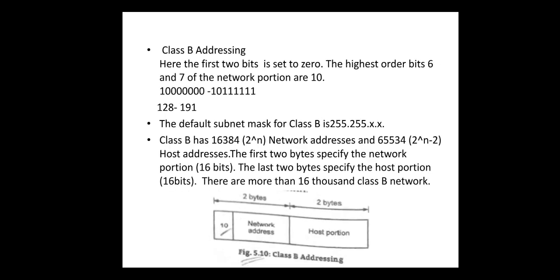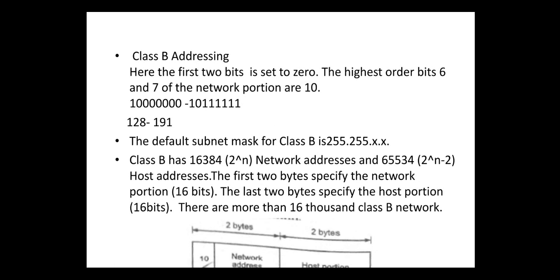Next is class B. Here the first 2 bytes, that is 16 bits, are the network address and 16 bits are the host address. Out of this, the first 2 bits are set to 1 0. The highest order bits, 7 and 6 of the network portion, are 1 0. Range is from 128 to 191. Default mask is 255.255, which relates to the network portion, and .0.0, which is the host portion.